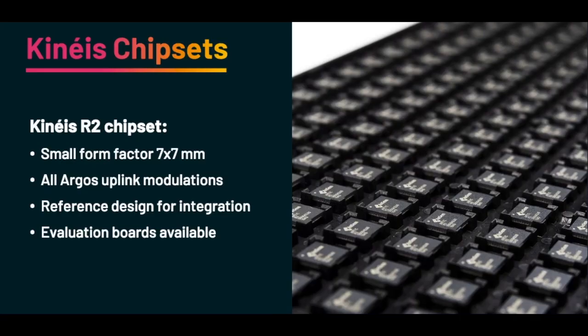A little more detail about those products. The chipset is 7mm by 7mm. It's the chipset that's already integrated by our friends from Arribada. Arribada will give you more details about their integration of this chipset later on. It comes with all the Argos uplink modulation, with a reference design for the integration, so all the schematics for power lineup and switches that you need to add to have a chipset that will work and connect to the satellite. And it comes with an evaluation board to start using it very quickly.